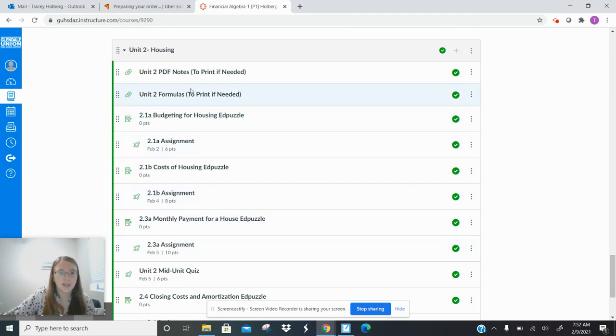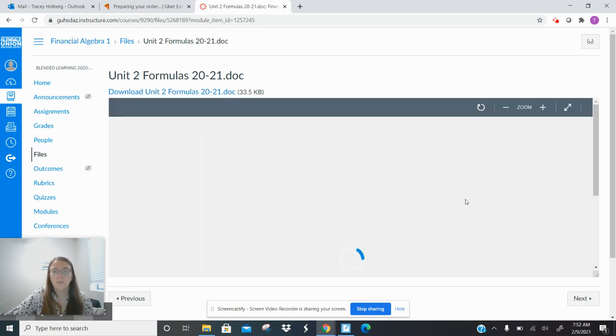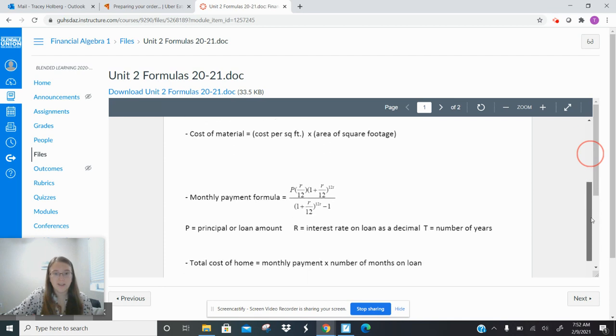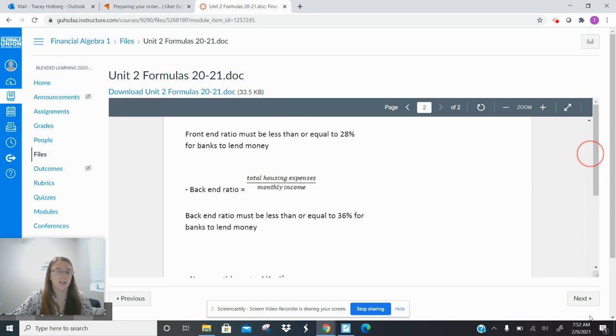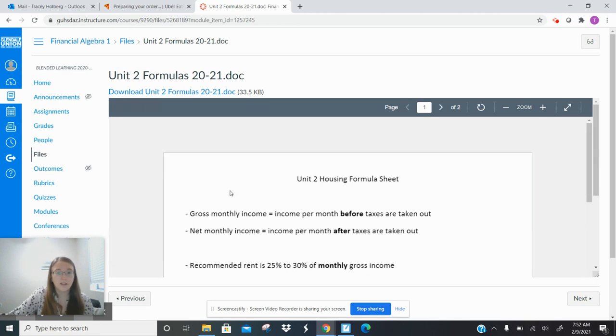Okay, so in Canvas, I do have the formulas up here at the top. If you just want to look at them, obviously if you have a printer, you can print them out. But we did not do a couple of these. There's a few things on here that we ended up not using, because I crossed them out to save time. But the formulas are here.